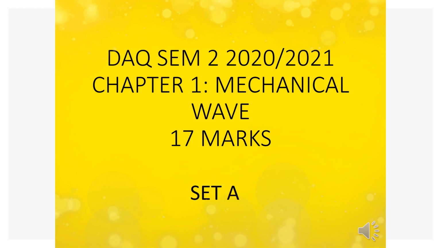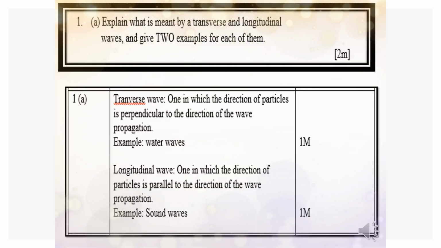Okay, today we will continue with the Sem 2 2020-2021 paper for Chapter 1 Mechanical Wave, and it will contribute 17 marks for Set A. Explain what is meant by transverse and longitudinal wave and give two examples for each of them. Okay, for question 1A, we need to explain the definition of transverse wave.